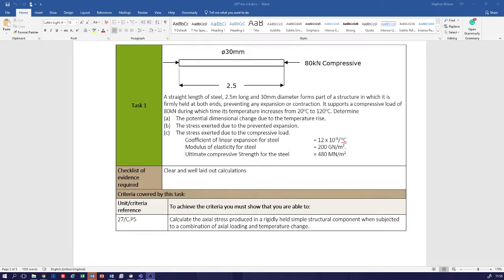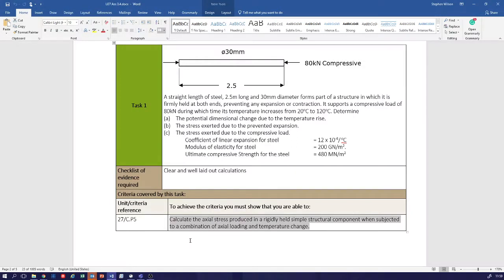Okay, we're going to have a look at what we need for the third assignment for Unit 27 on the Level 3 BTEC Extended Diploma in Engineering. Right, so perhaps the easiest way to tackle this is to start from the criteria and we'll work backwards from there. So we'll tackle each pass criteria in turn, and then we'll look at the merit and distinction criteria and the pass criteria that goes along with that. And each of those will be its own separate video.